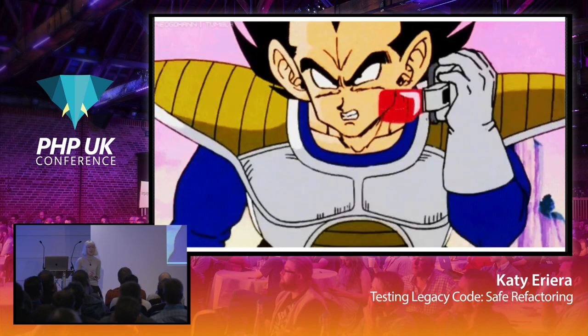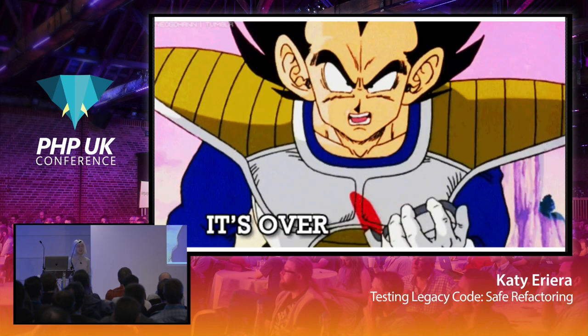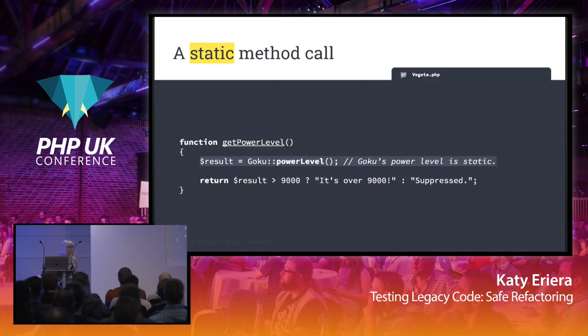The second thing that you're likely to encounter in your legacy code is static method calls. There are some reasons that people don't like static methods, and the difficulty of testing them is probably one of them. So anyway, we are Vegeta, and we have a scanner, and we've seen Goku, and we want to see what his power level is. If his power level is over 9,000, we're going to say, it's over 9,000! Otherwise, it's like, okay, he's a suppressed one. So this is our getPowerLevel method, that gets the result of Goku's power level and returns the correct response.